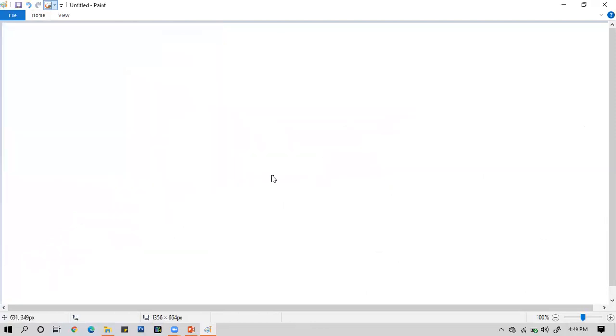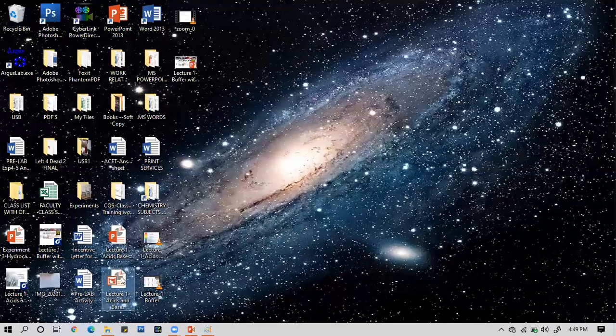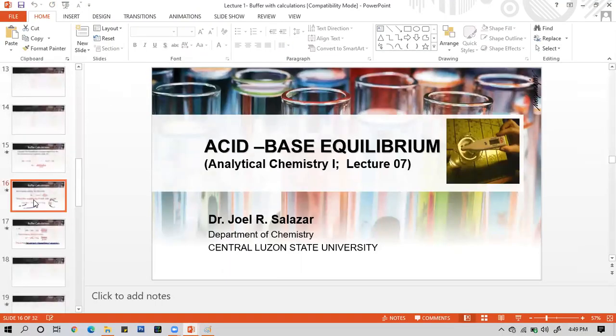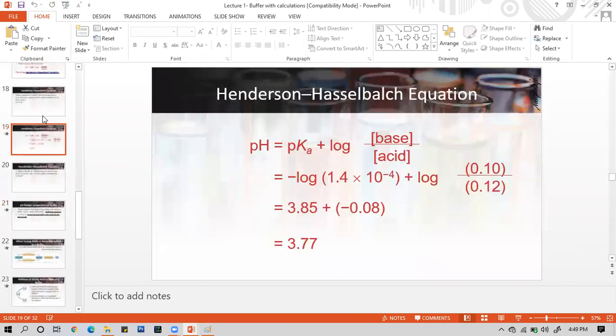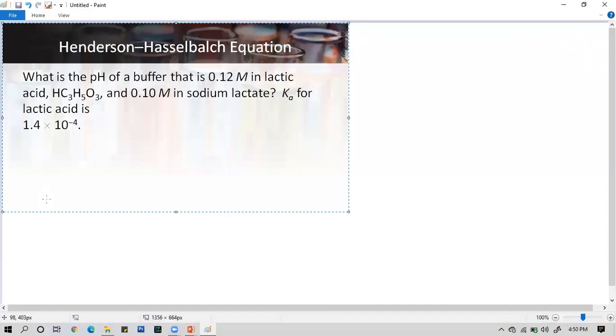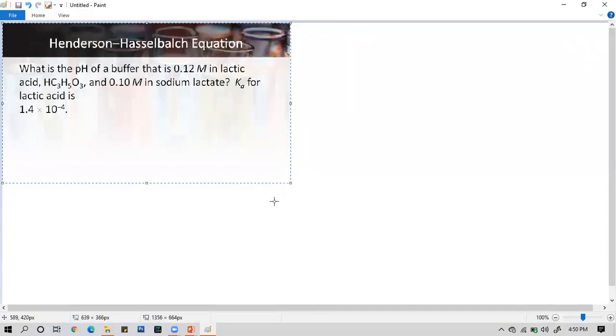Okay, next problem. Punta naman tayo sa problem with regards doon sa may buffer natin. I will open the file first. Now let's solve the problem in PowerPoint number 2, slide number 18.